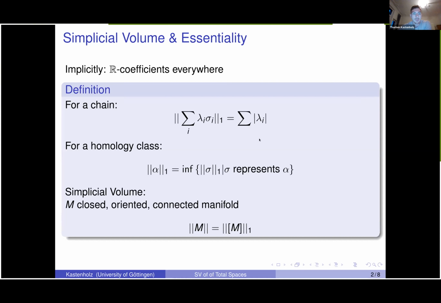And now we define the simplicial volume for a closed, oriented, and connected manifold as the L1 norm of the fundamental class. So again, conceptually, this is the minimal number of simplices I need to homologically triangulate my manifold.